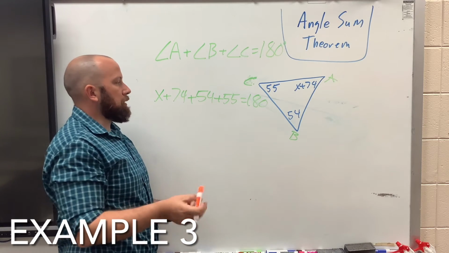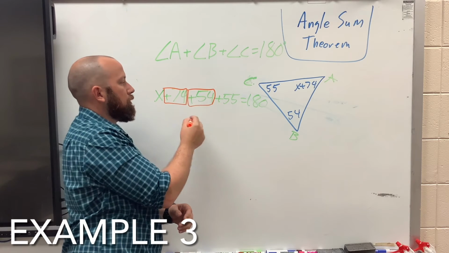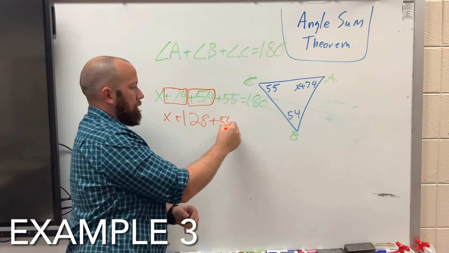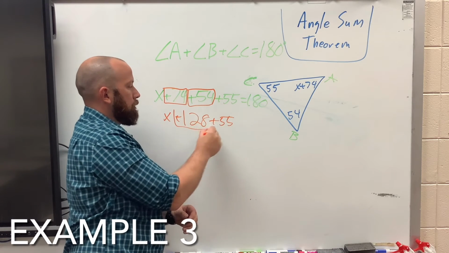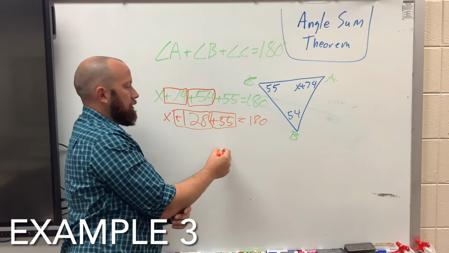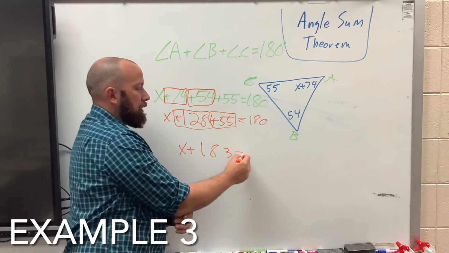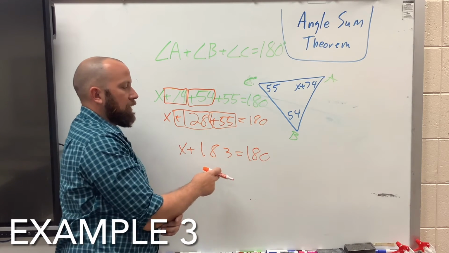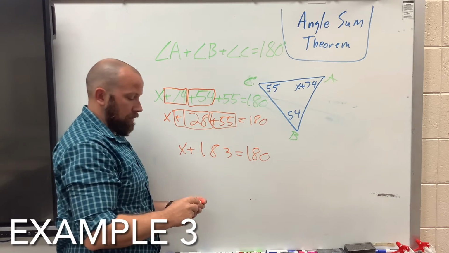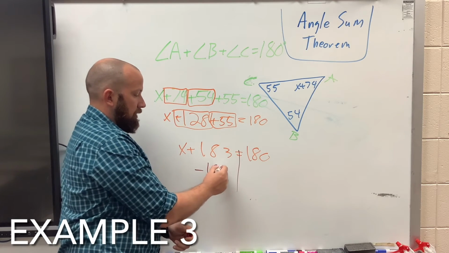Now, since we have our equation, we have to solve it. First thing we do is distribute, but there's nothing to distribute, so we combine our like terms. 74 plus 54 gives us 128. And then 128 plus 55 gives us 183. Now you might be a little confused because this number is bigger, but don't worry, you're putting it in the equation in the end, so just keep working it out. Now we have our one-step equation. We're going to solve.